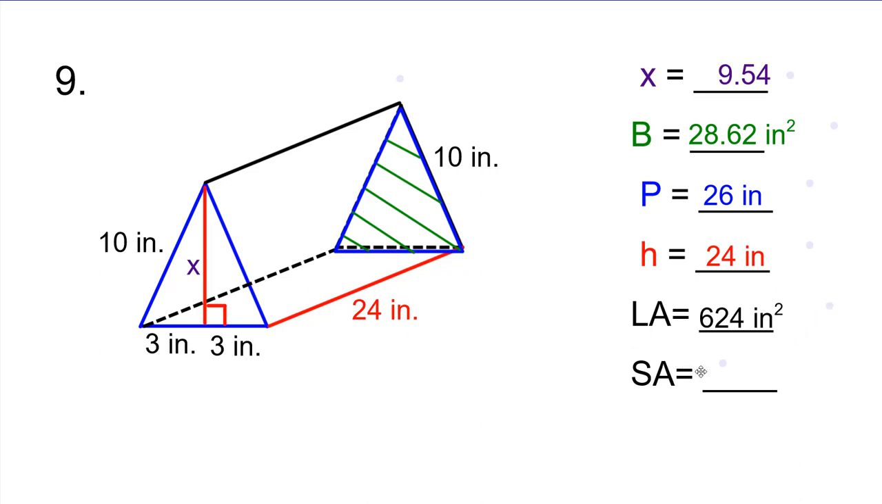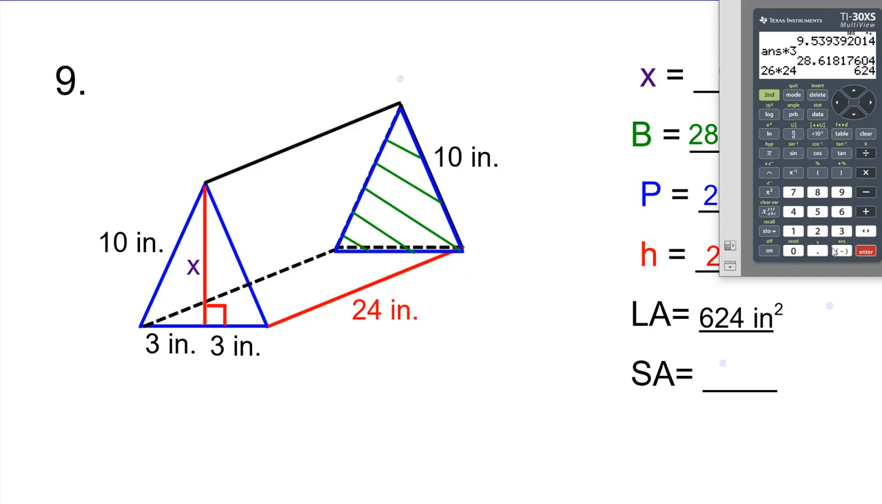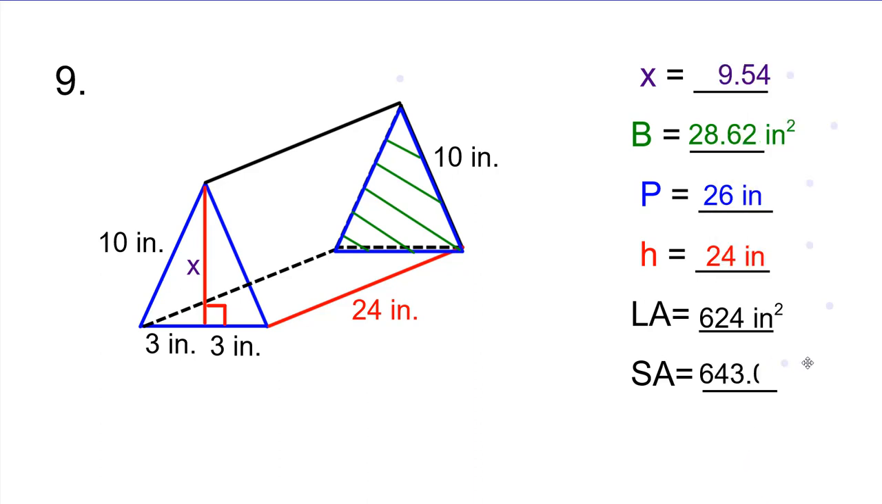Now to find the surface area, we just add the two bases to that. We said the bases were this 28.62. So I'm going to take the 28.62, go up here and paste it, multiply it by 2, and then add it to 624, which will give us with PEMDAS 681.24, which should be one of your answers. Yeah, 681.24 on the very bottom of your answer bank.